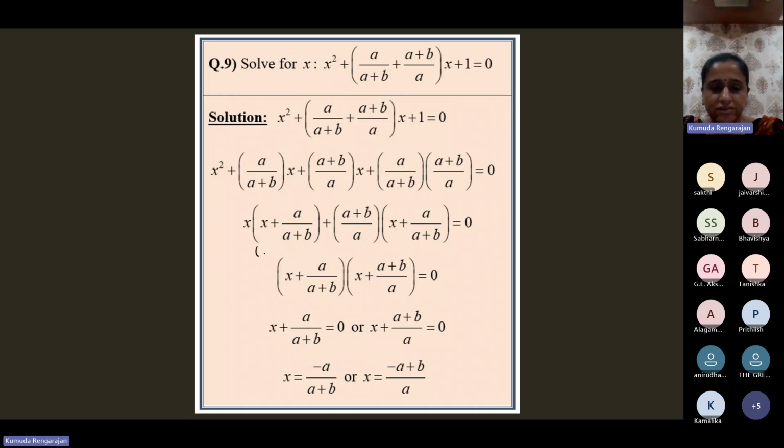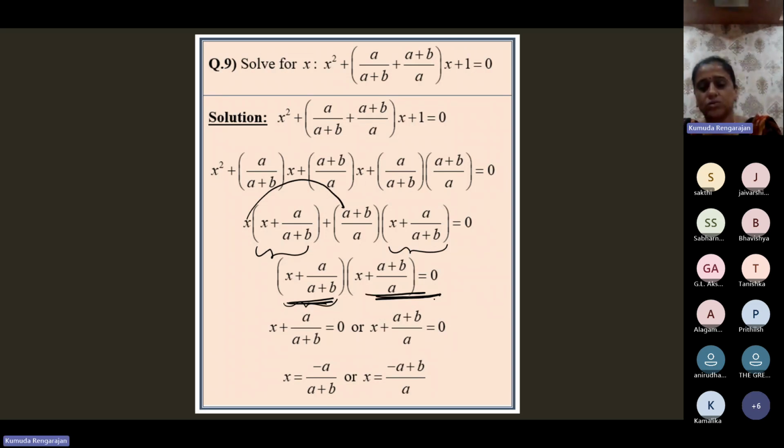So now you can see x plus a by a plus b is common in one bracket, and in the other bracket, x plus a plus b by a. So now this product is 0. That means this is 0 or this is 0. So when this one is 0, we have x is equal to minus a by a plus b.